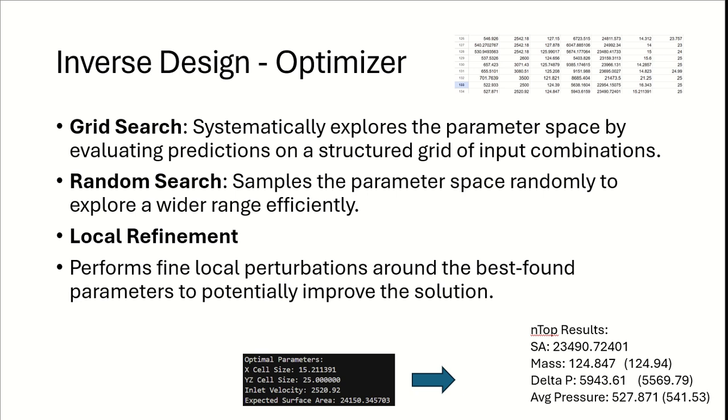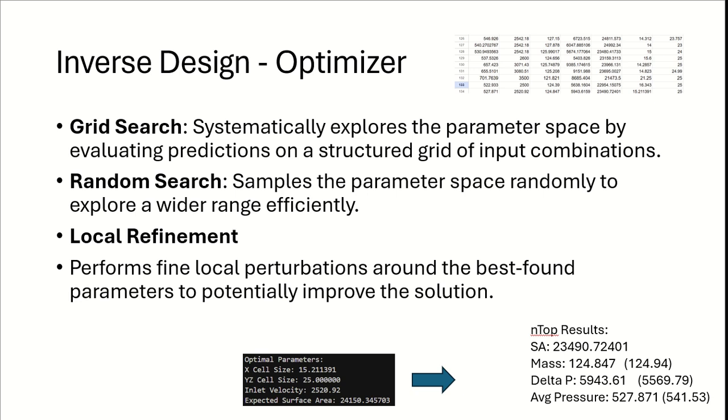It's basically a three-pronged approach where we do the grid search, which is systematically exploring the parameter space by evaluating the PINN predictions on a structured grid of input combinations. The grid search really makes sure that we are not leaving any part of the parameter space unexplored, while the random search implements random sampling to explore the parameter space more efficiently with more data points, which covers more regions that the grid search might miss.